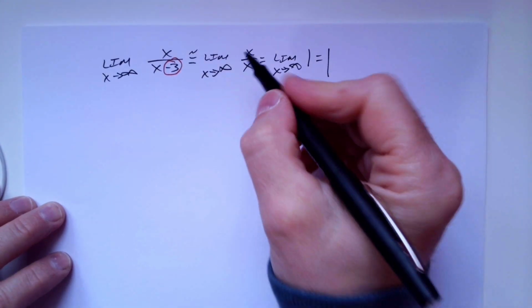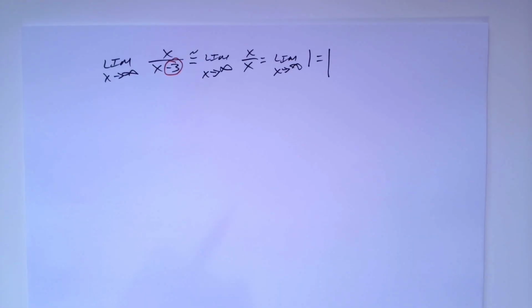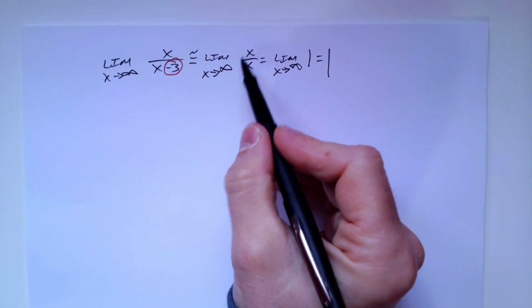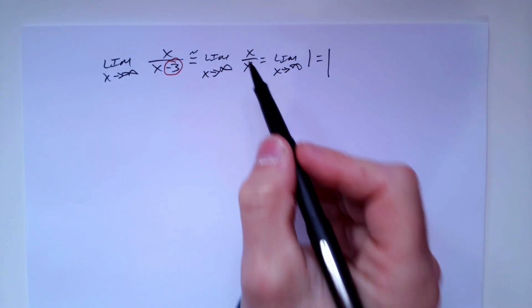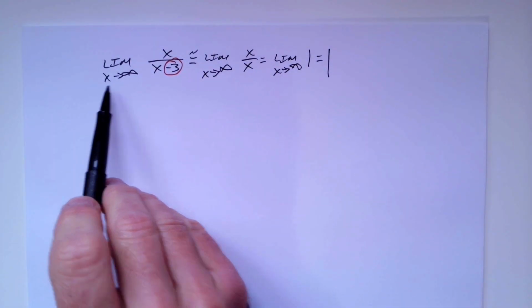And that's how we're going to think about that. It makes it a lot simpler when we think of it in those terms because it's this leading behavior that's going to make the difference, but only when we're dealing with x going to infinity.